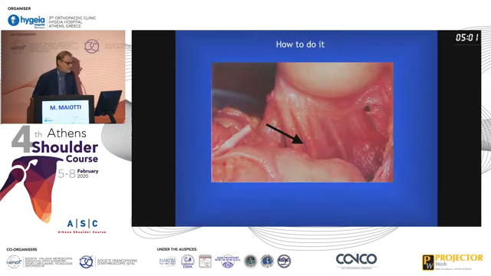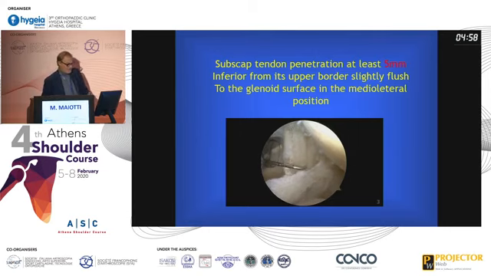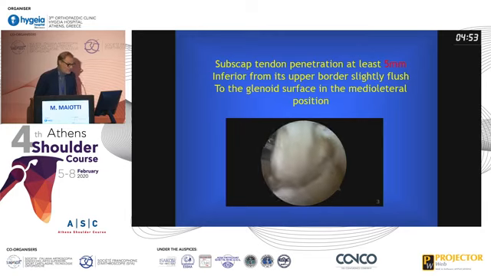You have to penetrate the tendon right there, at least 5 millimeters inferior from its upper border, slightly flush to the glenoid surface in your mediolateral position. You have to be very careful to do these steps correctly. This is a cadaver specimen.